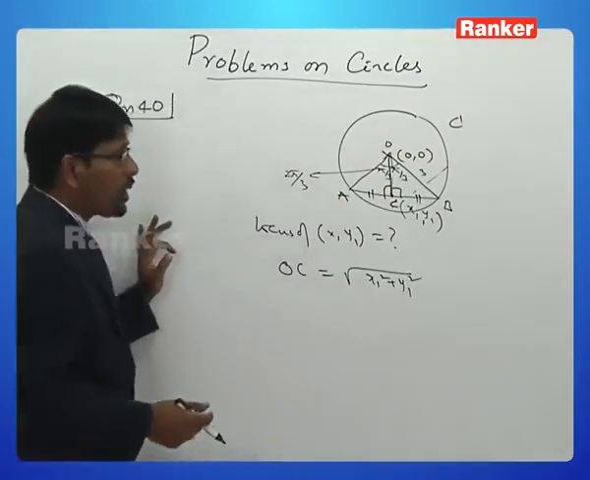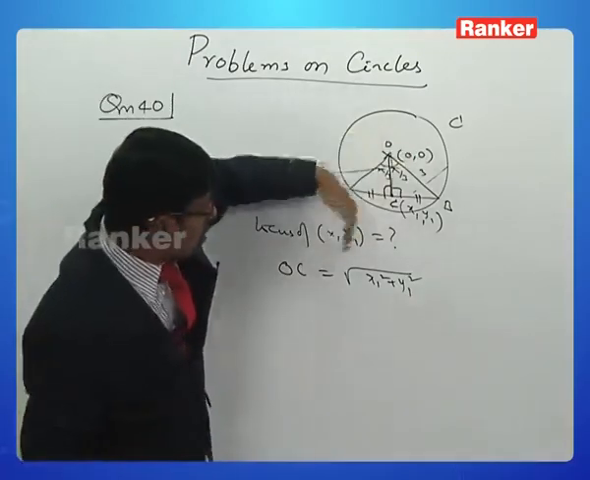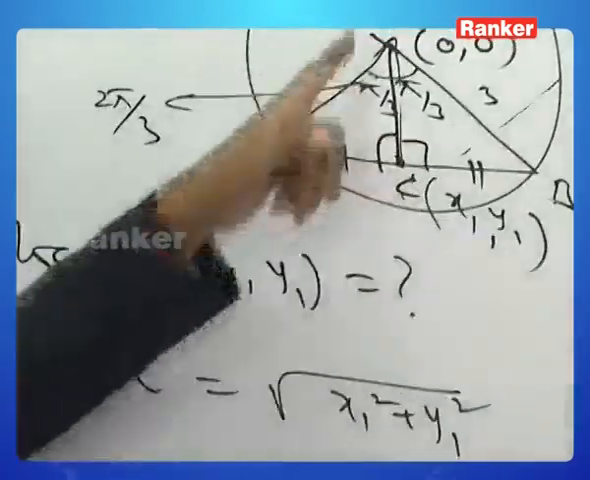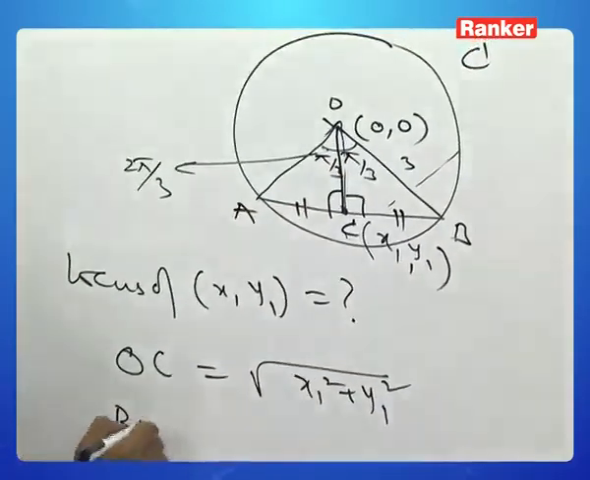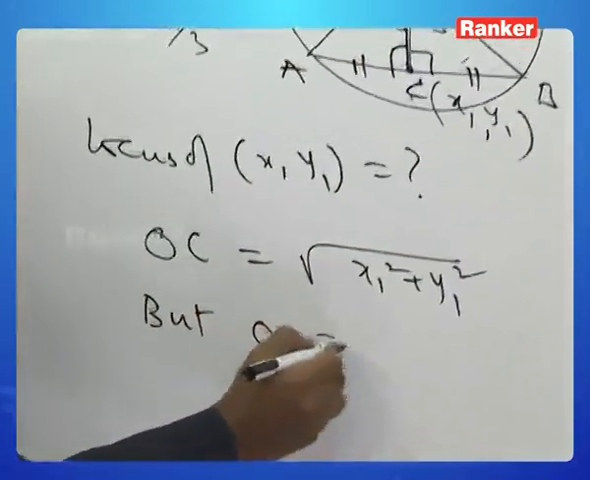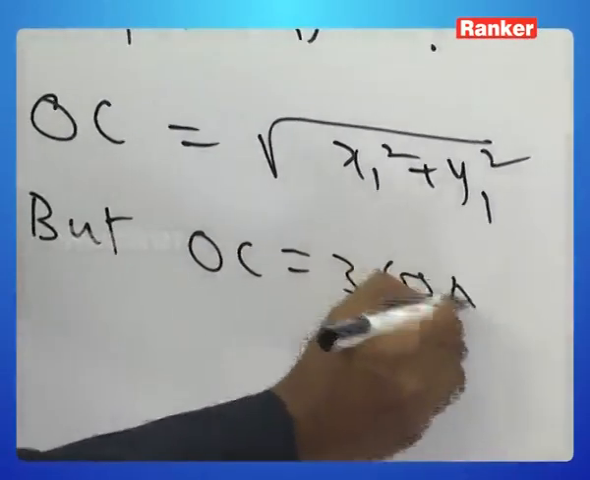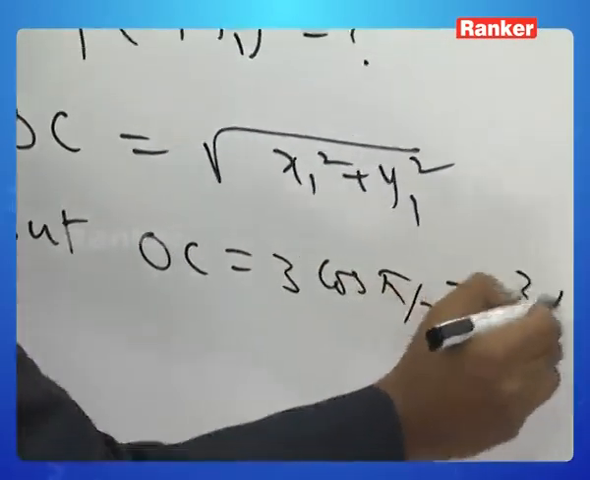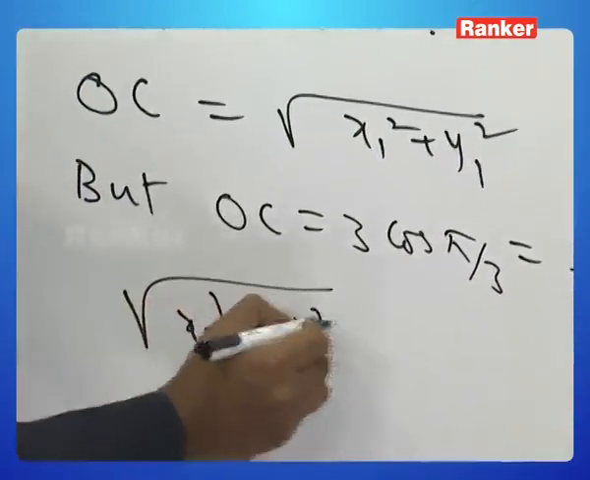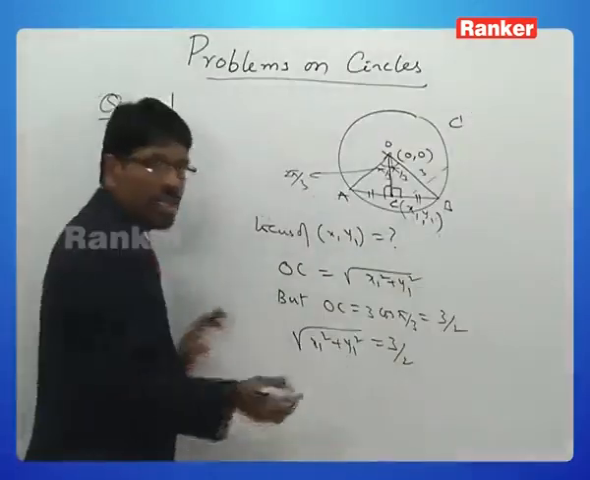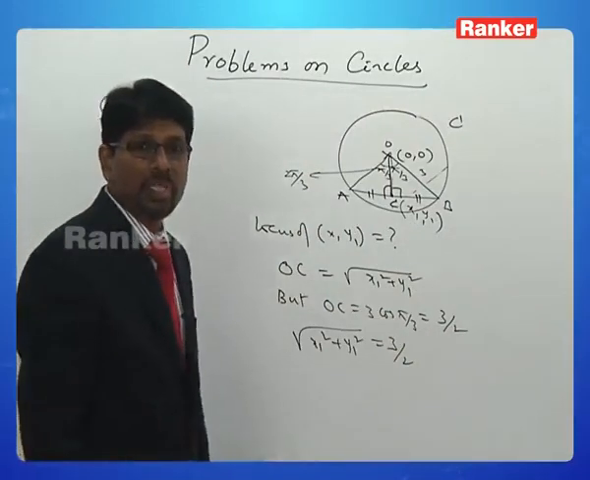But what is OC? It is the projection of this OB along this line. So OC is equal to 3 cos pi by 3, that is 3 by 2. So under root of x1 square plus y1 square is equal to 3 by 2. Now we already have an equation satisfied by x1 comma y1.